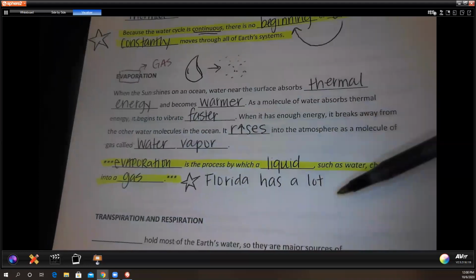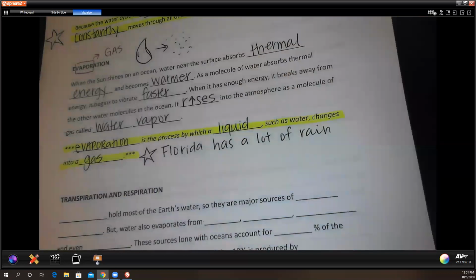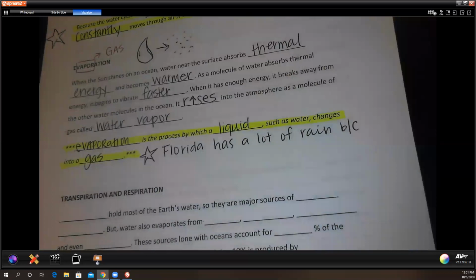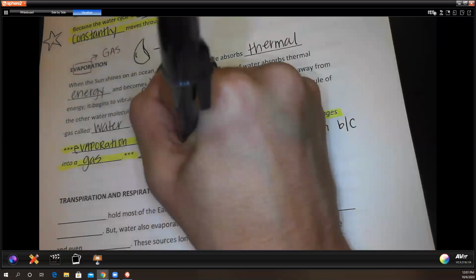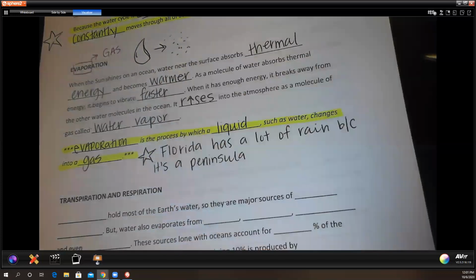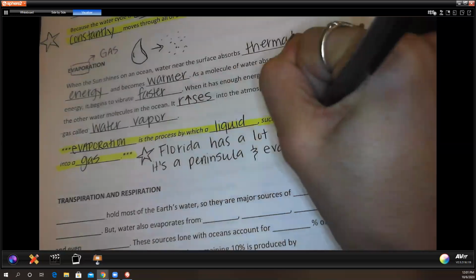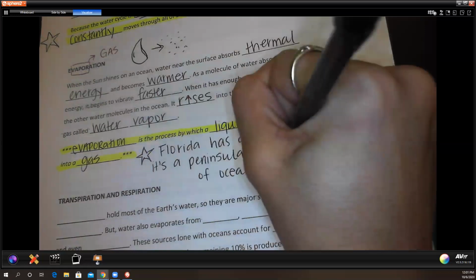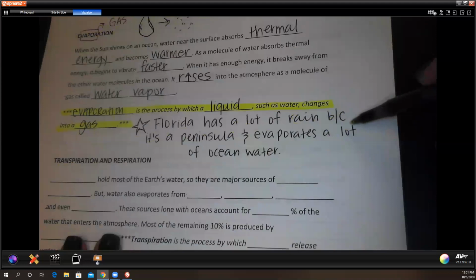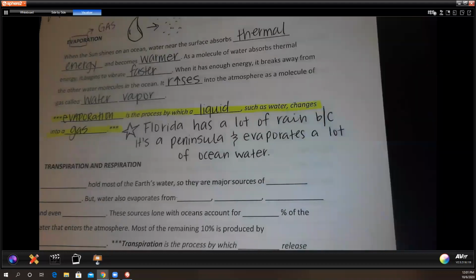Yeah. So I want you guys to write this. Florida has a lot of rain, because this is important, especially because we live it, right? It has a lot of rain because that's what that B/C means. Because it's on the coast, or I'll say because it's a peninsula. We'll use better words. It's a peninsula and evaporates a lot of ocean water. B/C means because. It's shorthand. That's super important, guys. Especially because we live it, right?